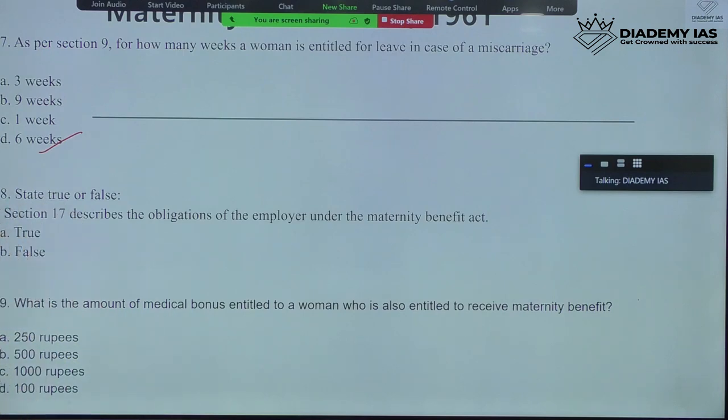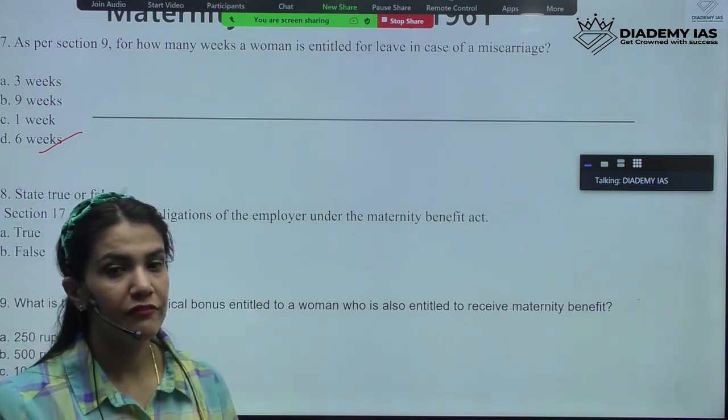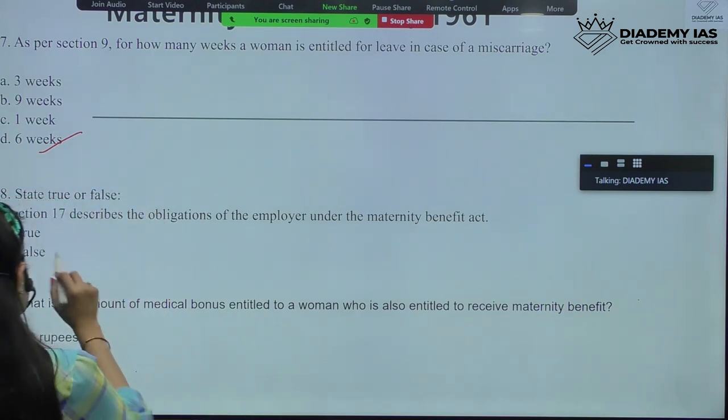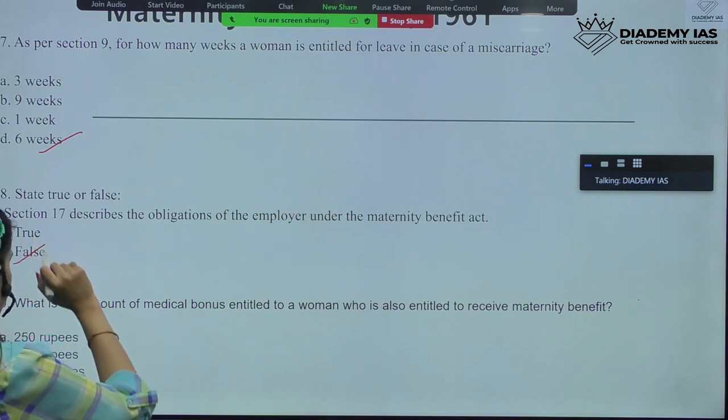Then, to state true or false: section 17 describes the obligation of the employer under the Maternity Benefit Act. Is it true or is it false? We did that also, the obligations of an employer. Definitely this is not in section 17, so it's going to be false. You need to remember the section.